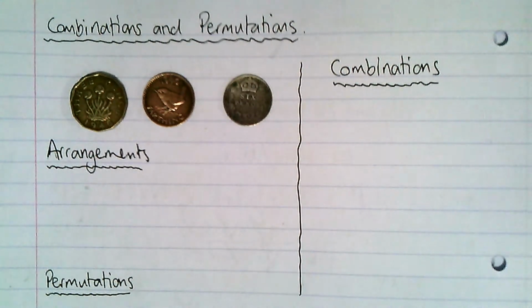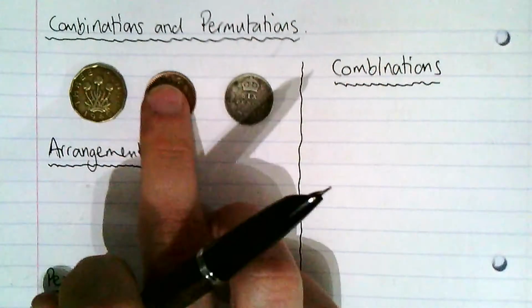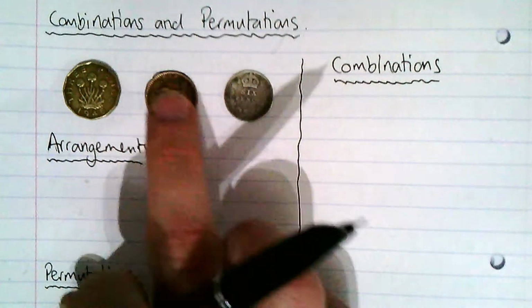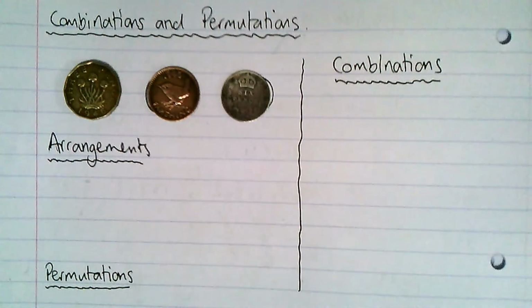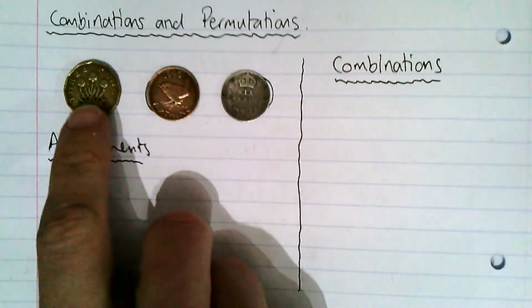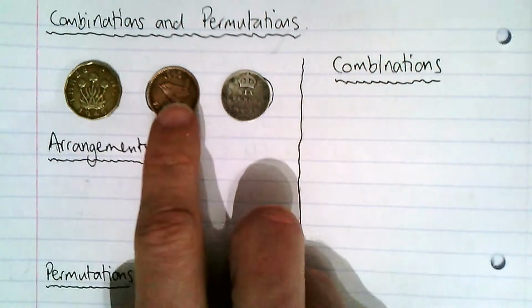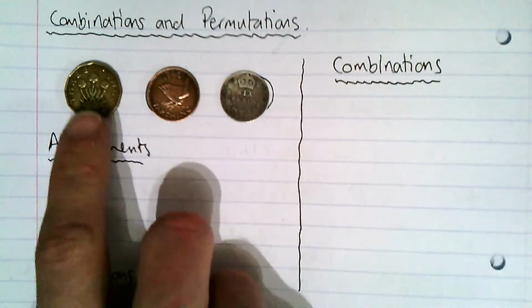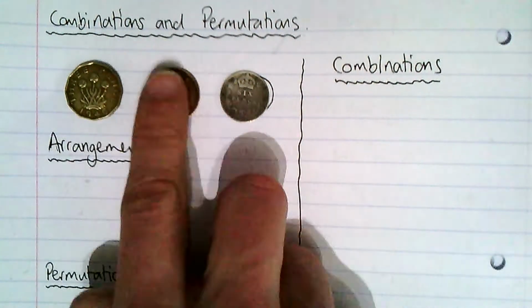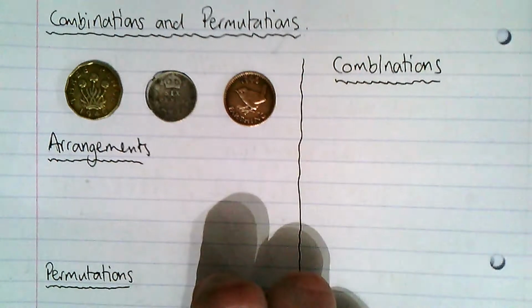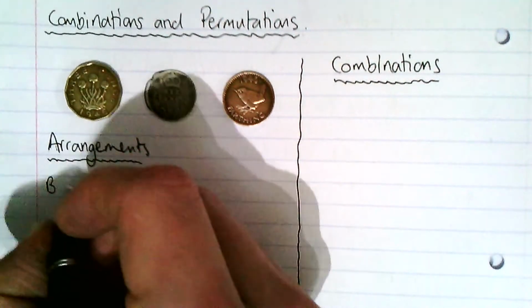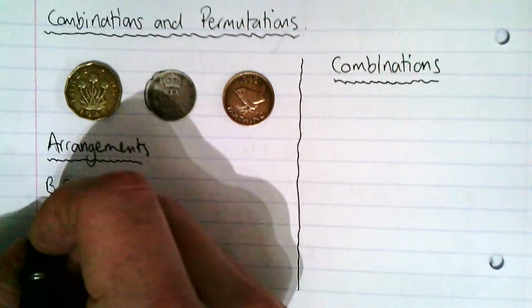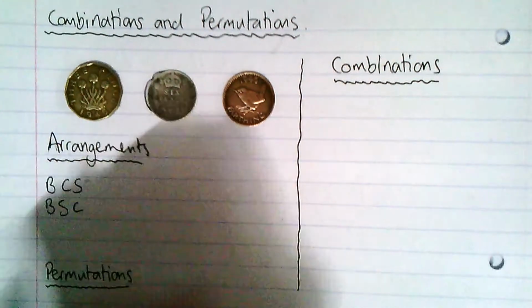So, arrangements, I've got 3 coins here. There's 1 brass, 1 copper and 1 silver, and I'm just going to look at different ways I can arrange these different coins. So I could have my brass first and then copper, silver. If I'm sticking systematically, I could keep the brass there and I could swap the copper and the silver around. So then I've got brass, silver, copper. So I'm going to write those 2 down. I've got brass, copper, silver. I could also have brass, silver, copper.